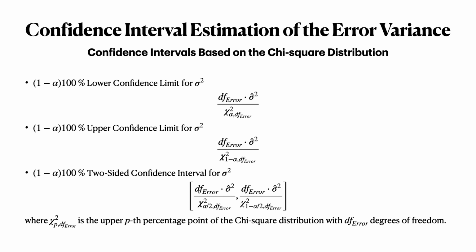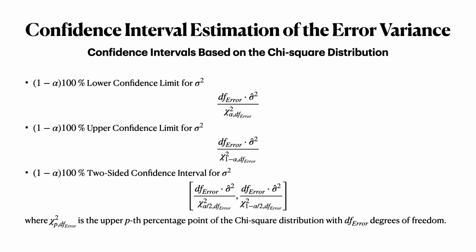To obtain a 1 minus alpha times 100% lower confidence limit for sigma squared, we take the following ratio, the numerator being the number of error degrees of freedom associated with the ANOVA table, times the estimated value of sigma squared, which is the MSE, and we divide that by the upper alpha percentage point of the chi-square distribution with degrees of freedom equal to n minus t.